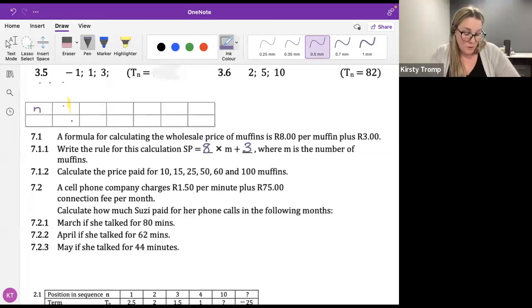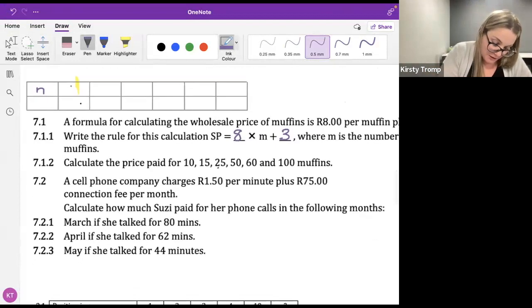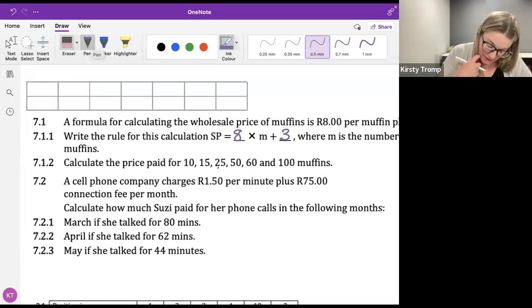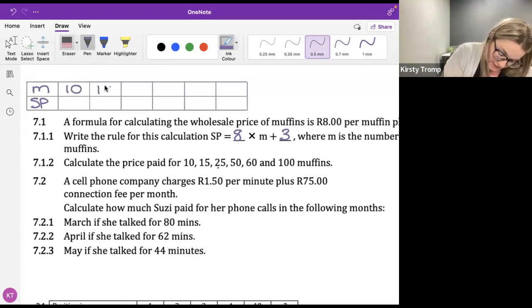Okay. 7.1.2 says, calculate the price paid for 10, 15, 25, 50, 60, and 100 muffins. Oh my goodness. So now we have to calculate the price paid for 6 different numbers there. I think the easiest way for us to do that, we've got the formula here. They've given us some numbers there. Do I already have a table up there that maybe I can go and put this into? Yeah, we do. So I'm going to use this little table that I've got up here. I'm going to say here that this is my muffins, and this is my selling price. So they've asked me to calculate the price paid for 10 muffins, or 15 muffins, or 25 muffins, for 50 muffins, for 60, and for 100.